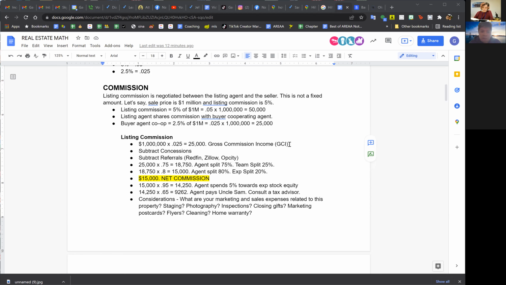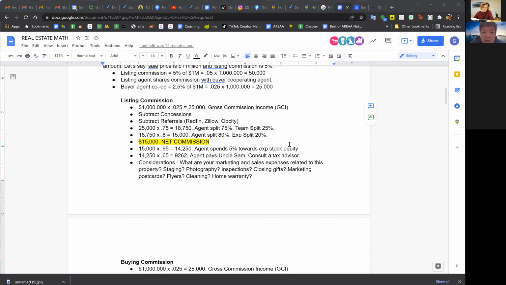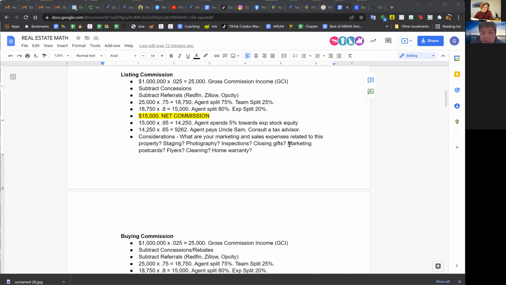So these are things that you might have to explain to your client in terms of where that money actually goes, because do you actually keep all 25 of it? Usually not. You can get close, but usually it's not 100%.